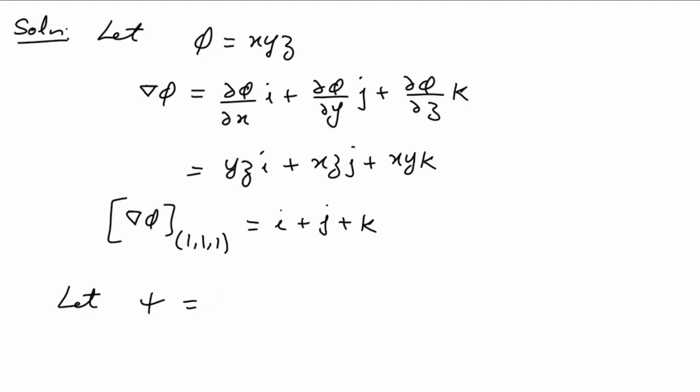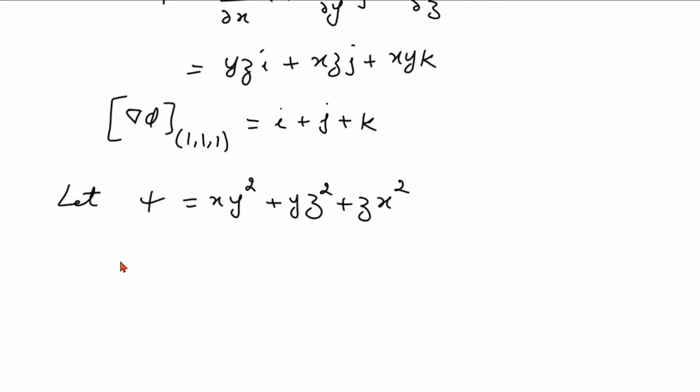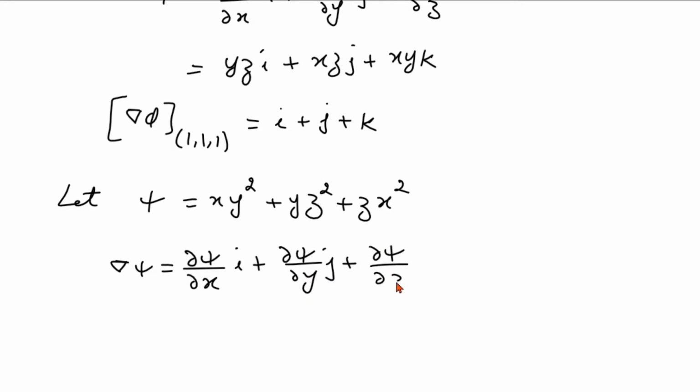So let psi be equal to, only the left hand side, xy² + yz² + zx². Once again I'll repeat these steps. As I have found del phi, now I'll be finding the del psi value. So del psi will be equal to, by a similar formula with psi in place of phi, dou psi by dou x into i plus dou psi by dou y into j plus dou psi by dou z into k.